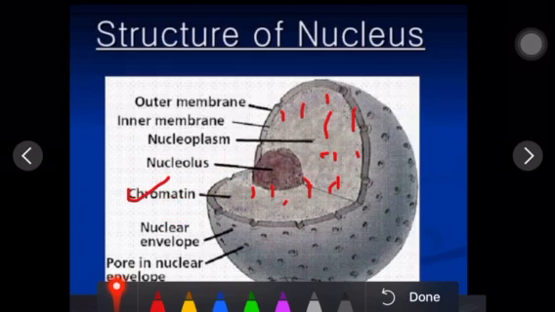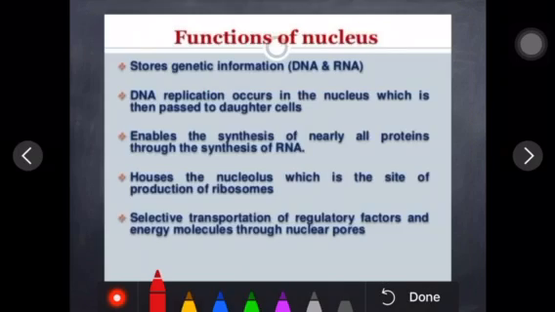When the cell is going to divide, these chromatin will make up pairs. At that time they are called chromosomes. And they have genetic material. It means they have the coding of your parents. That's why we have the characteristics of our ancestors. So the nucleus stores genetic information in the form of DNA and RNA. Here I will tell you the full names: deoxyribonucleic acid, that is DNA, and ribonucleic acid, that is RNA.